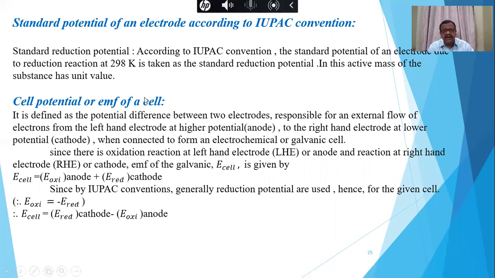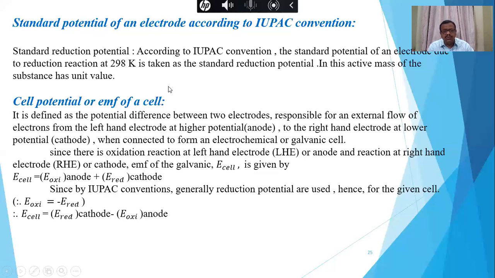So this standard reduction potential is the potential of an electrode due to reduction reaction at a definite temperature, which is 298 Kelvin, and the conditions are standard. And the reaction is reduction. That is why this potential is called the standard reduction potential.